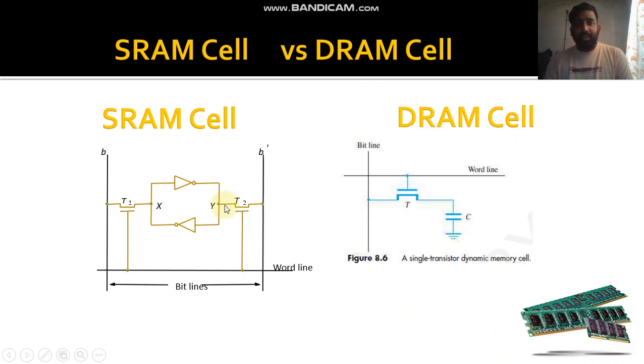This figure is shown to differentiate between a dynamic RAM cell and a static RAM cell. The dynamic RAM cell is implemented using a single transistor and a capacitor, but the static RAM cell uses 2 inverter gates. Each inverter gate is implemented using a few transistors.